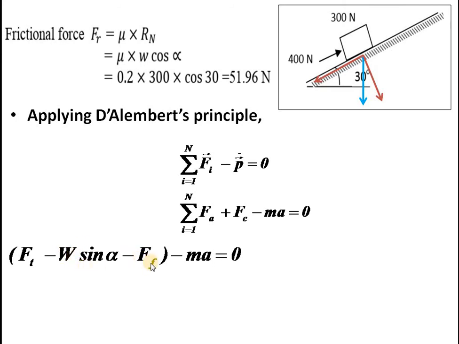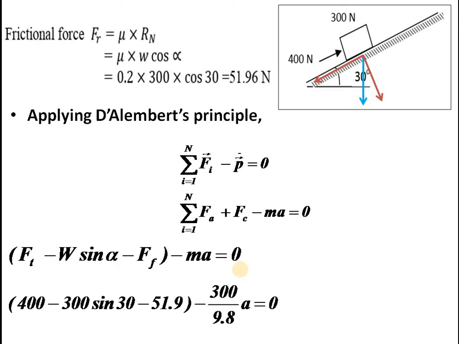Minus F. Okay, and this is a frictional force, and this is a constraint force, frictional force, minus reverse effective force equal to 0. So we set the D'Alembert's equation. You can apply the values now.